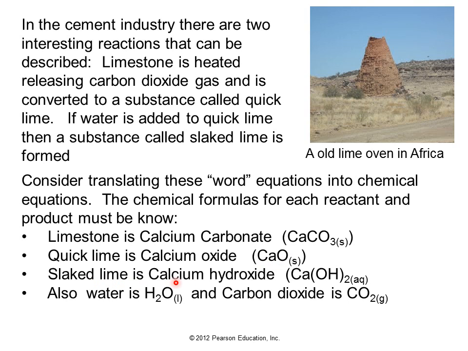And slaked lime is calcium hydroxide. Calcium, again, is +2, but the hydroxide polyatomic anion is -1, so we need to take 2 of those. Put them in parentheses and take 2 of them. We also have water, H2O, and carbon dioxide, CO2.